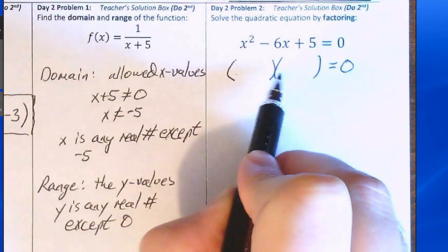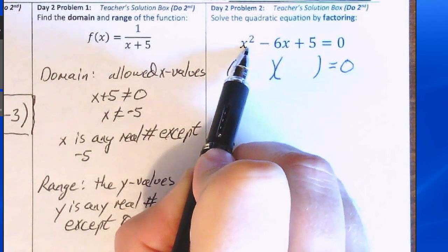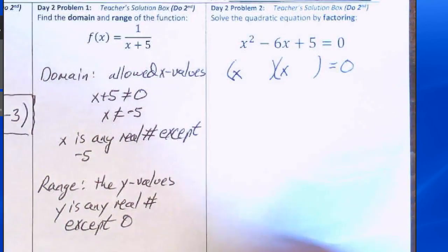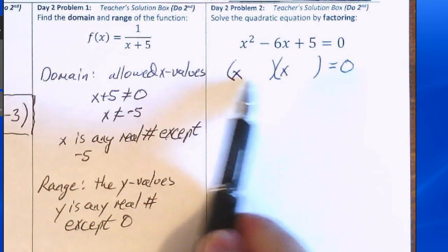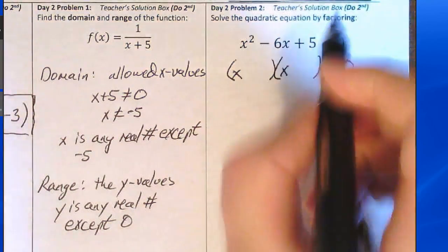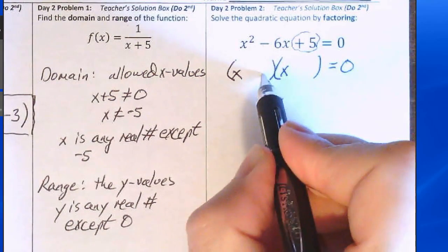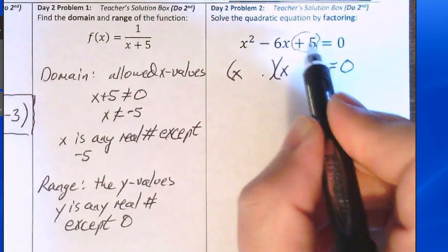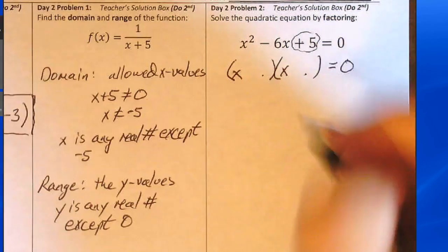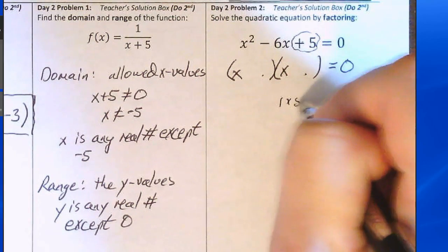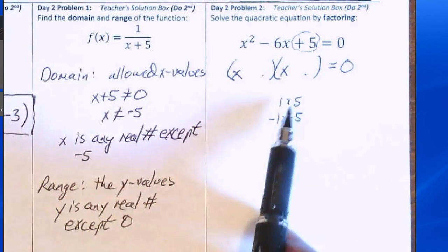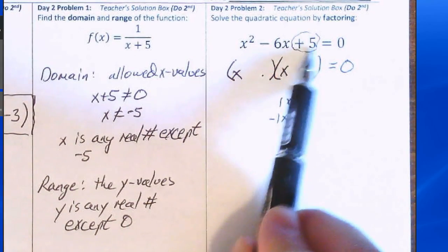Let's figure out this number and this number by looking here. What times what makes x squared? That would have to be x times x. This is the letter F when you work out FOIL. Now let's get this number here and this number here figured out. We look here. What two numbers multiply together to make positive 5? Well, there are two possibilities. It could be 1 times 5, or it could be -1 times -5. Both of these possibilities multiply together to create positive 5.